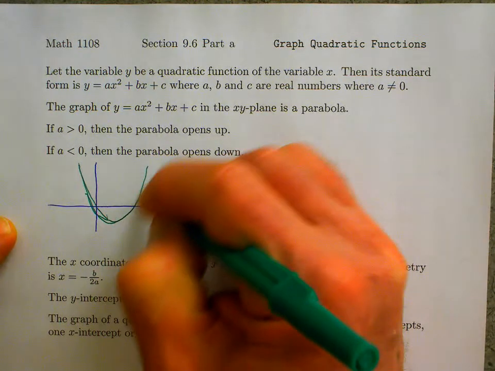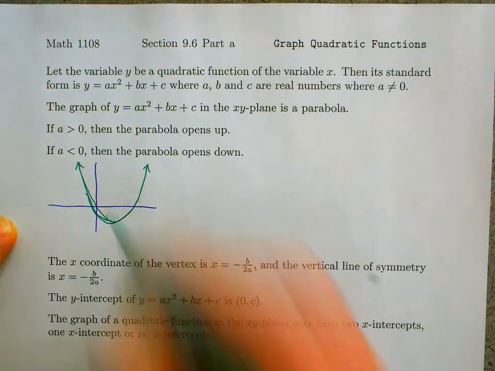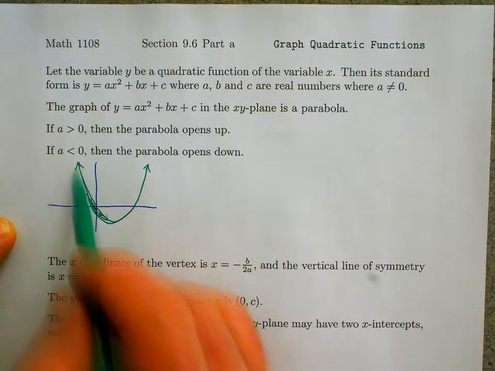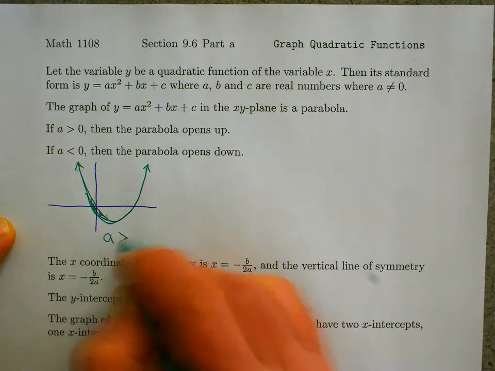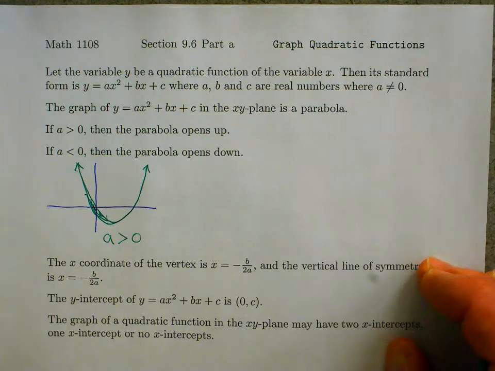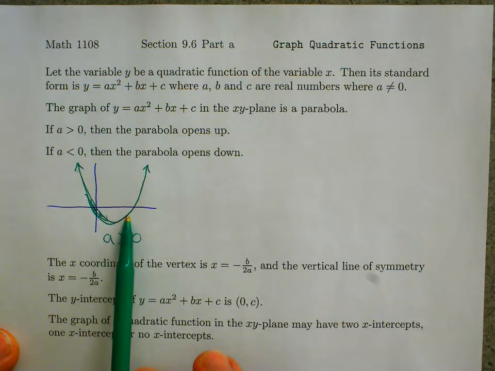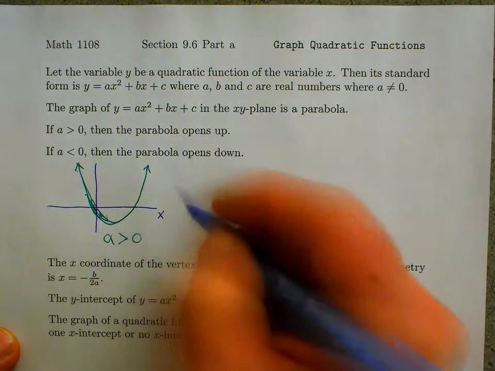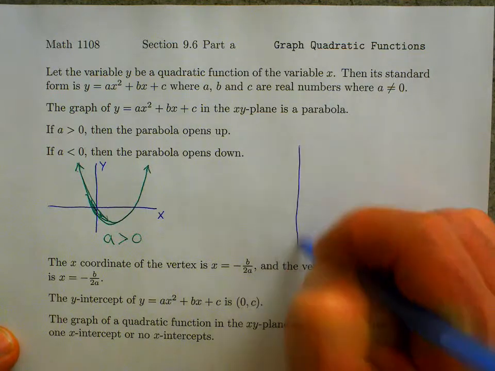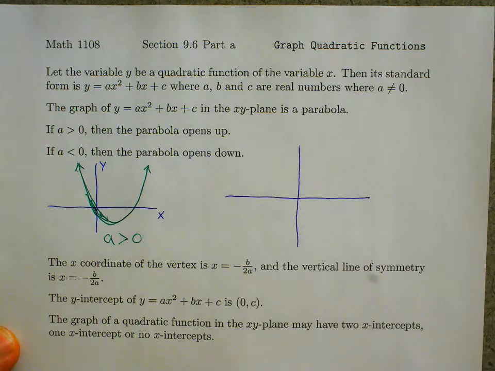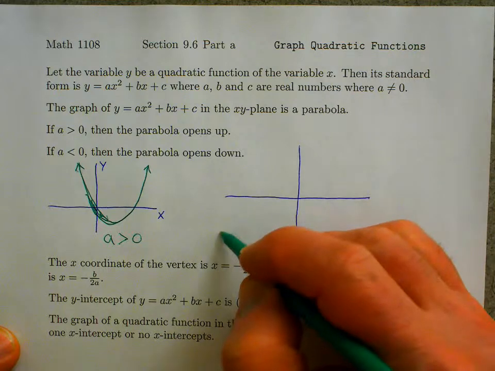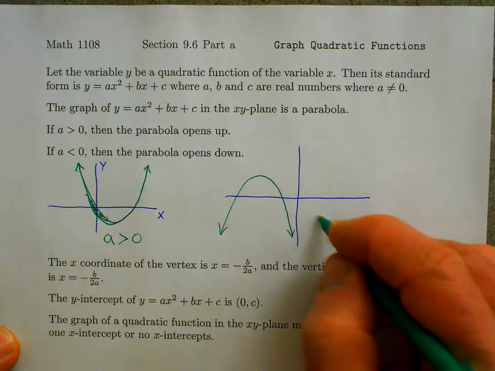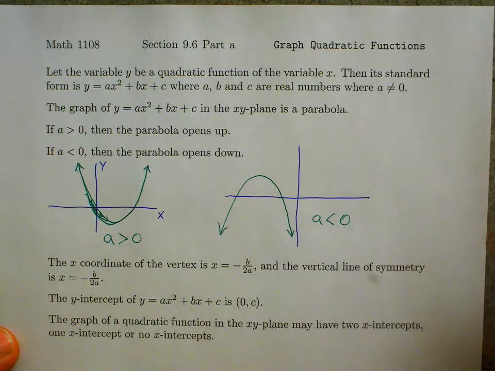It's not the best parabola, but if you look in the software or in the textbook, you'll see a better picture. But in this one, the parabola opens up, so that means the number a is greater than 0. And the parabola could be positioned anywhere in the xy plane. So x-axis and y-axis. If you have a parabola that opens down, this parabola opens downward, so this time the number a is negative, a is less than 0.